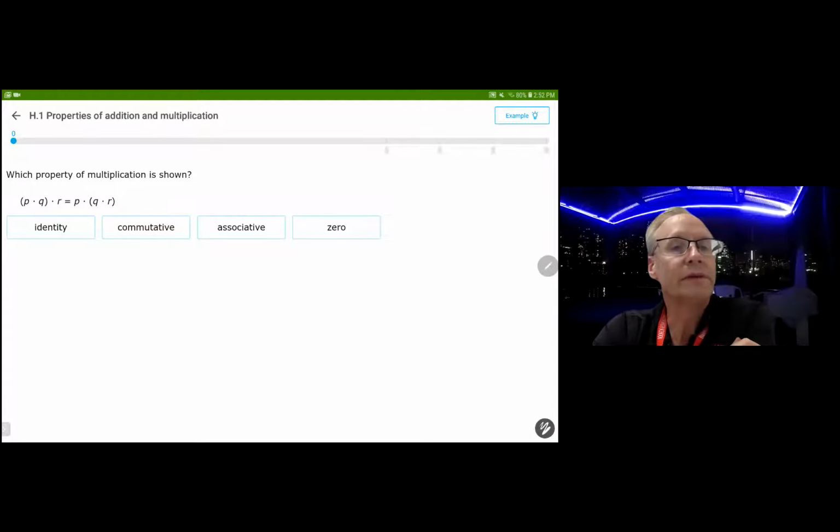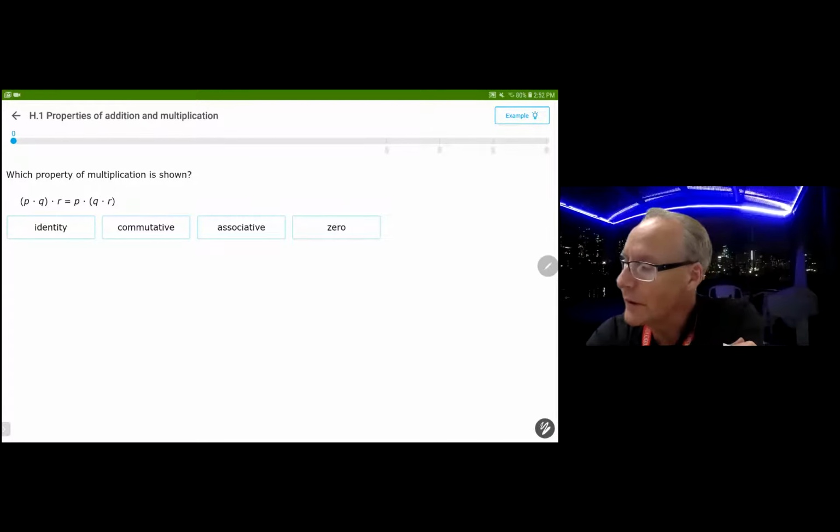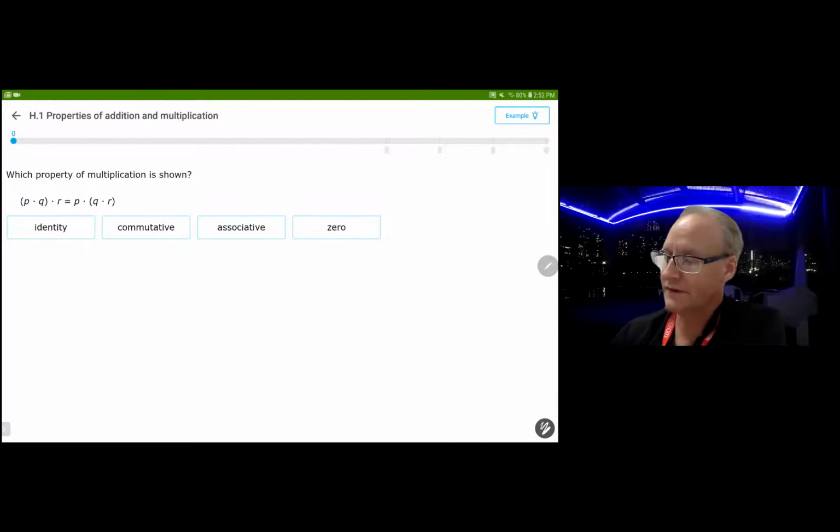Which property of multiplication is shown here? Oh, wait. Which equation shows the identity property of multiplication? Identity property of multiplication says you get the identical thing back when you multiply by 1.